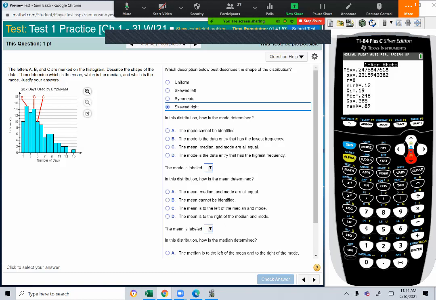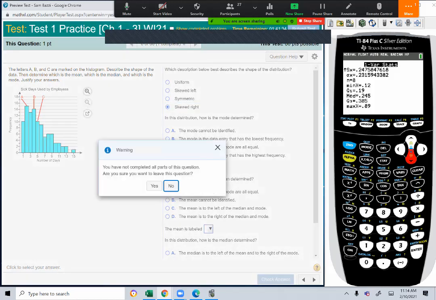But first of all, we can figure out the mode. Which one is the mode, guys? Is it A, B, or C? A. A, because it's the highest column. The highest column is the number that occurs most frequently. And since I told you that the mean will always follow the tail of the distribution, closest to the tail, so the mean must be C. And then B will be the median. We just select the answers and you should be all set.